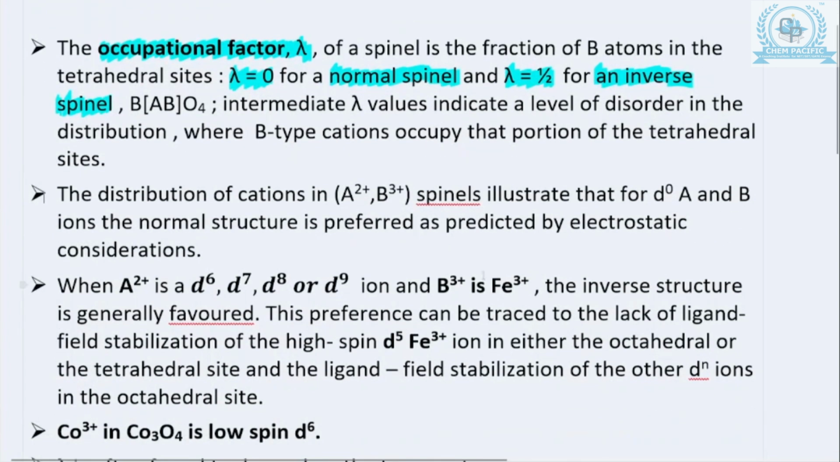So this is very important that if the lambda value is 0, तो फिर ये नॉर्मल स्पिनल हो जाते हैं. इफ द लैम्डा वैल्यू इज हाफ, ये हो जाते हैं इनवर्स स्पिनल. Now this occupational number is the fraction of the A atoms in the tetrahedral sites.